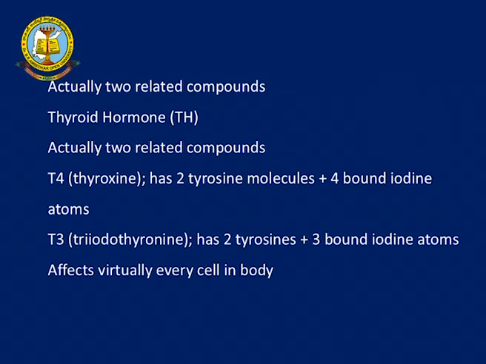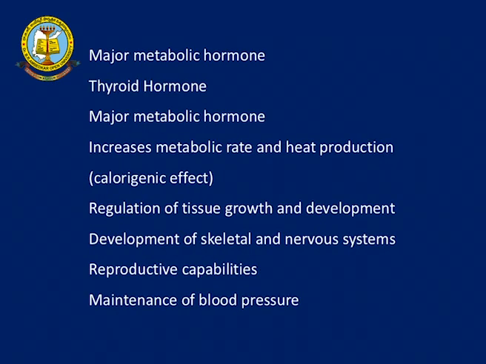Actually, there are two thyroid hormones released. T4 has two tyrosine molecules and four bound iodine atoms, and T3, triiodothyronine, has two tyrosine molecules and three bound iodine atoms. They affect virtually every cell in the body. These major metabolic hormones increase the metabolic rate, heat production, and regulate tissue growth and development of the skeletal and nervous systems, reproductive capabilities, and maintenance of blood pressure, under TH, T4 and T3.